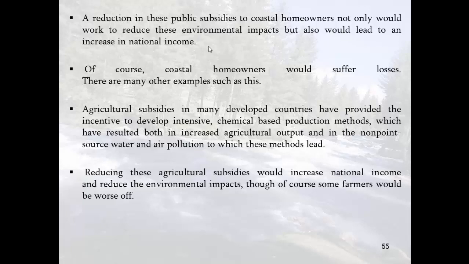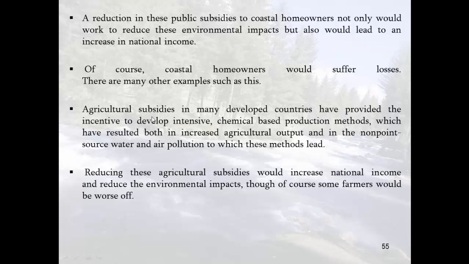So, it is suggested by environmentalists to reduce such subsidies to the homeowners, because on one side it will lead to saving, which will increase the national output, and on the other hand, it will discourage more and more housing, which will reduce the environmental degradation, the environmental pollution, and the other phenomena of resource depletion. Of course, coastal homeowners would suffer losses. There are many other examples like this, as given below.